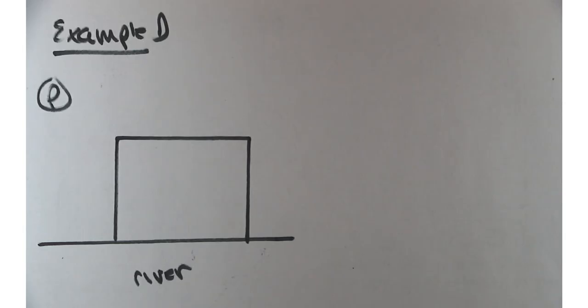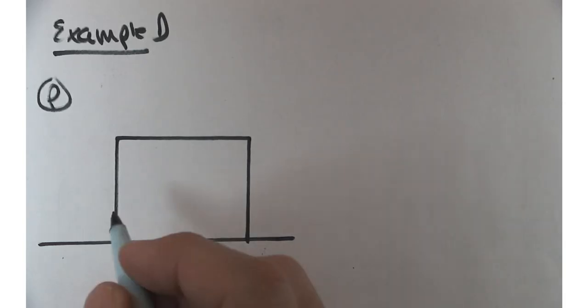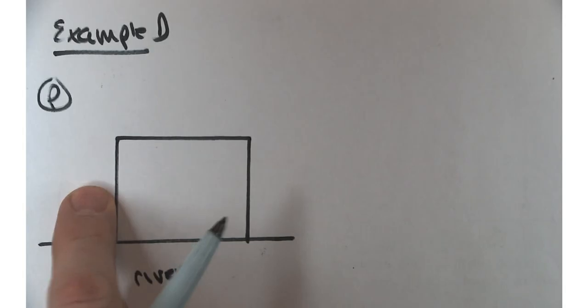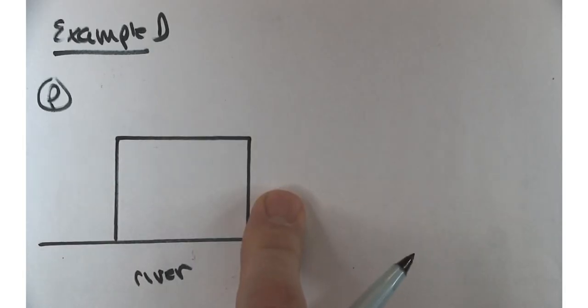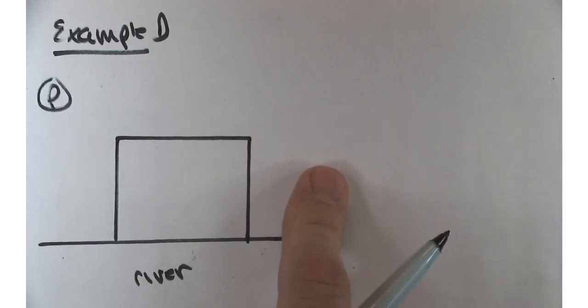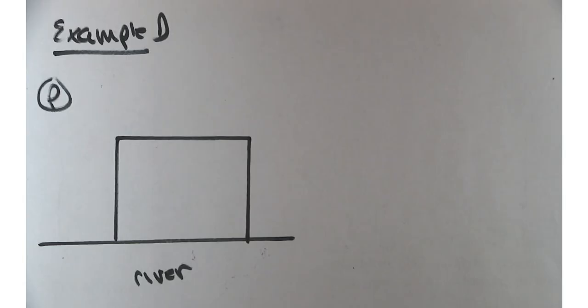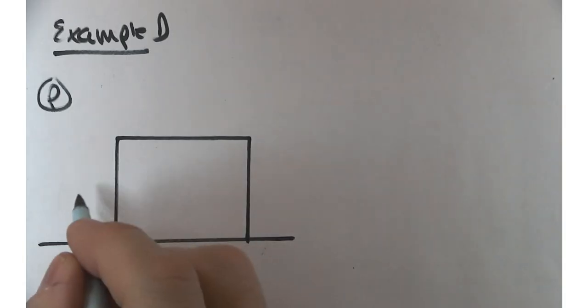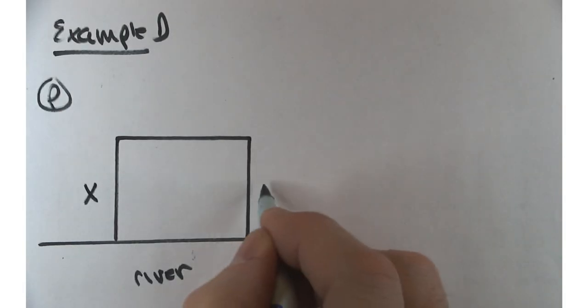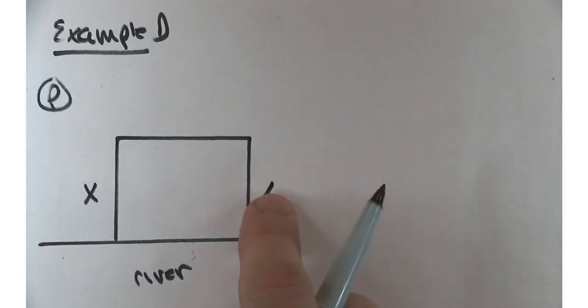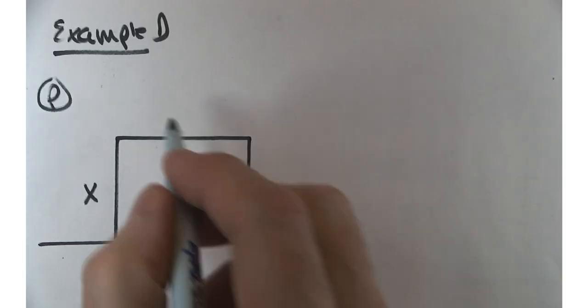Length 1, length 2, length 3. Length 1, length 2, length 3? Okay, I can do that. X, Y, and Z. Just length 2. Ah, length 1. All right, so let's label this X, and then what does this have to be? X. And then this could be Y.